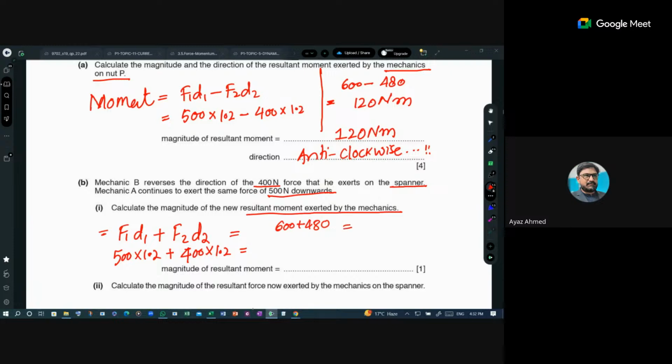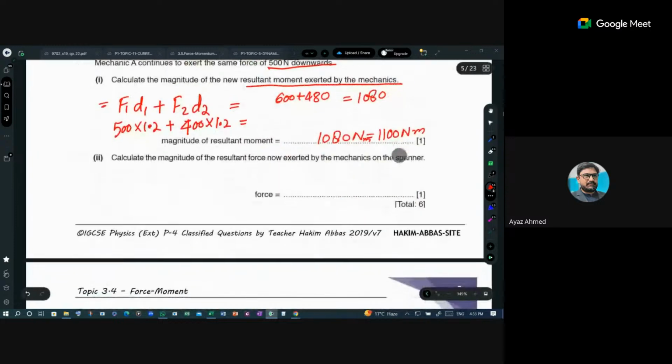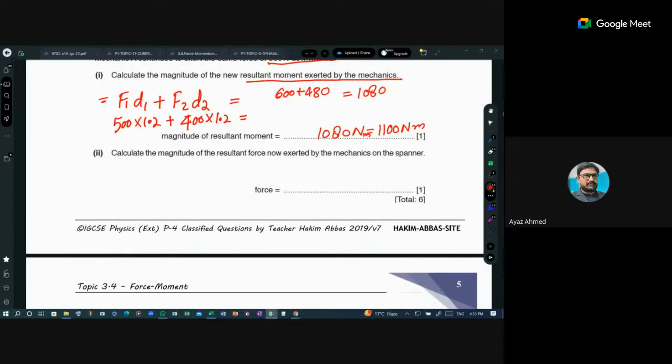So 1080 Newton meter. You can round it off to 1100 Newton meter. This can be done, but 1080 is the logical answer.